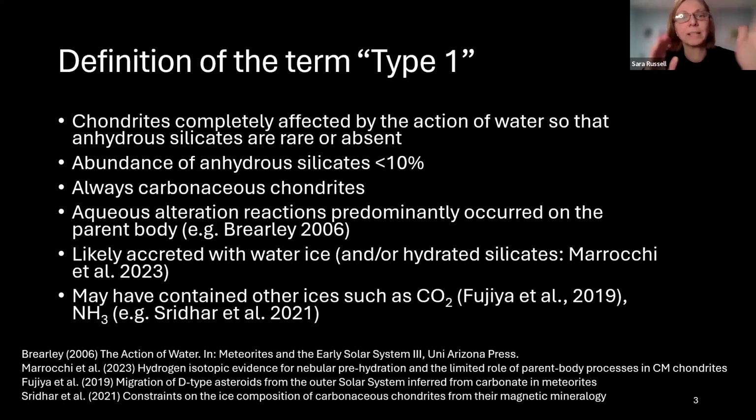They are chondrites that are completely affected by the action of water, so that anhydrous silicates are rare or even completely absent. We'll go into exactly how we get the definition when we talk about the CM meteorites, but the abundance of anhydrous silicates is typically less than 10% and often a lot less than 10%. So type 1 chondrites are always carbonaceous. And the aqueous alteration reactions predominantly occurred on the parent body. There's a huge amount of petrologic evidence to support this, which is summarized in Adrian Brearley's paper in 2006 in Meteorites and the Early Solar System II.